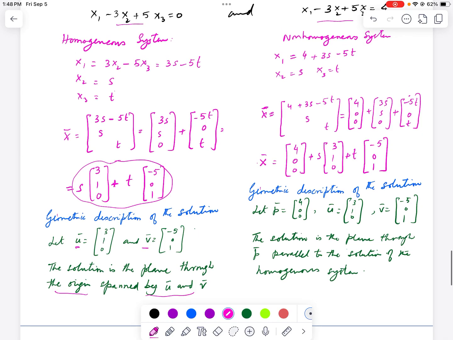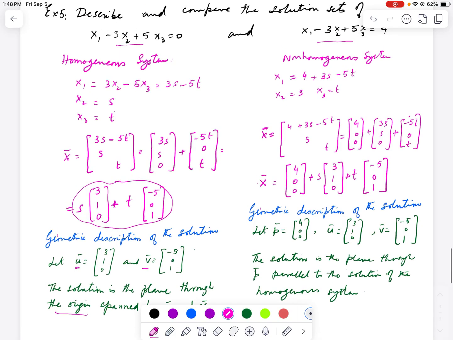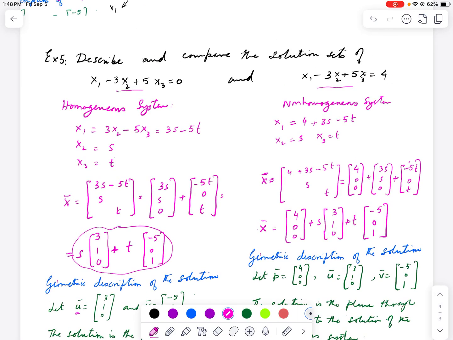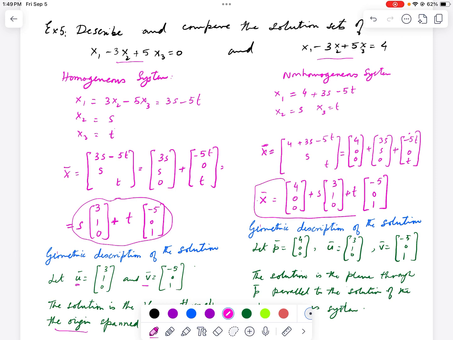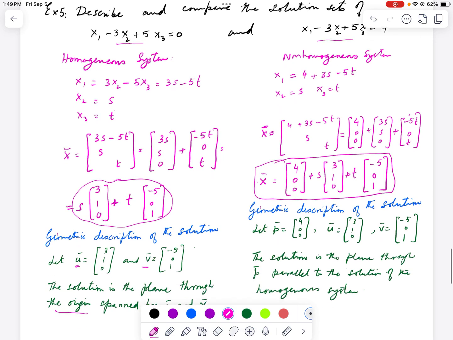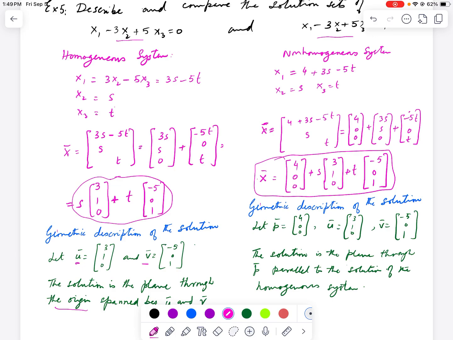In the non-homogeneous case though, doing our work, we found that our solution will look like this. Now we have three vectors. The vector being multiplied with s is u as before, then the other one is v, and we have a third vector, which we name p. So this is p plus su plus tv.